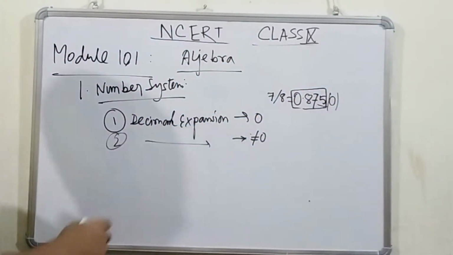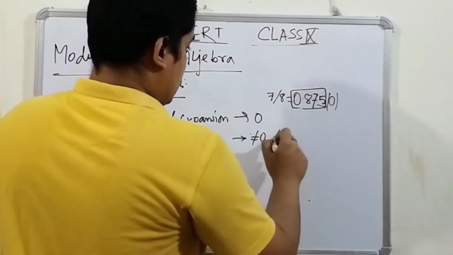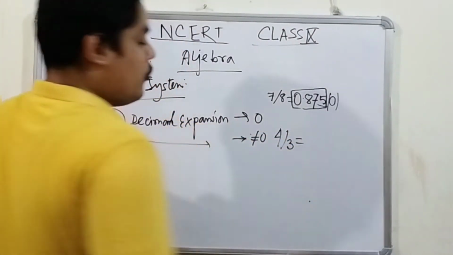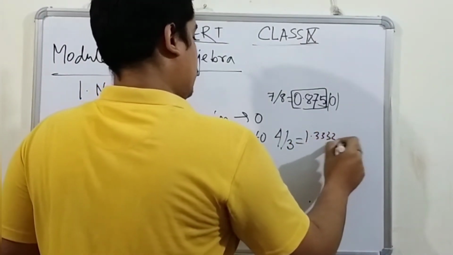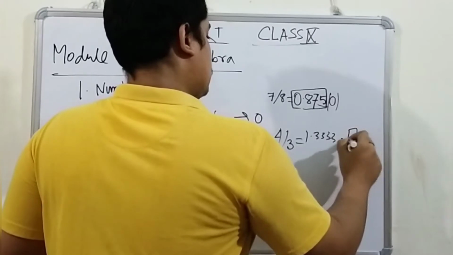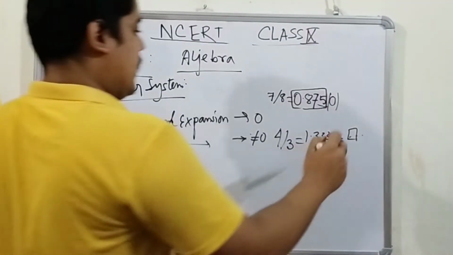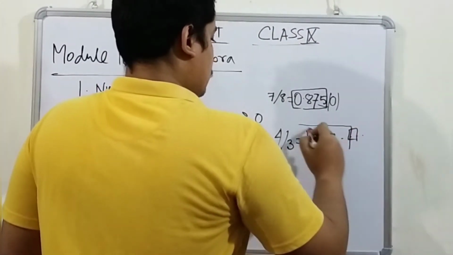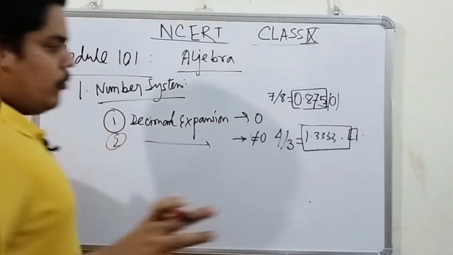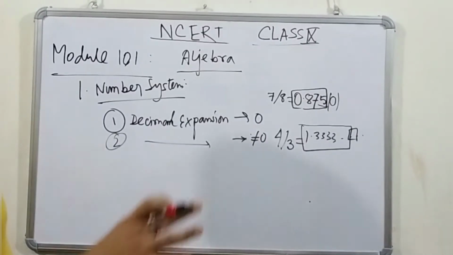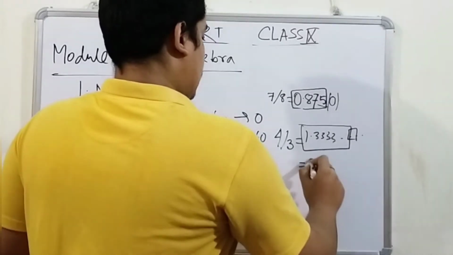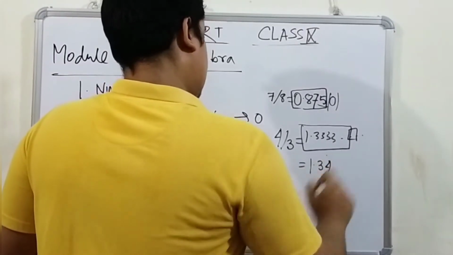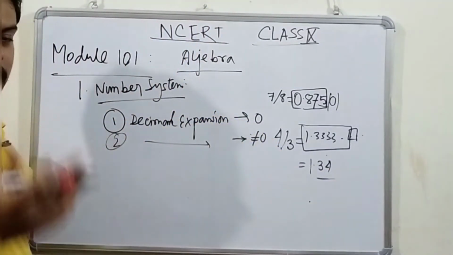Now, what happens when the decimal expansion doesn't become 0? If I try to find 4 by 3, what will it be? 1.33333 going on. No 0 is coming after the decimal, so the decimal expansion is not terminating. So I can't find the actual value. I have to write it like 1.33, or sometimes I can write it with a recurring bar, 1.3 recurring. I can count it like that.